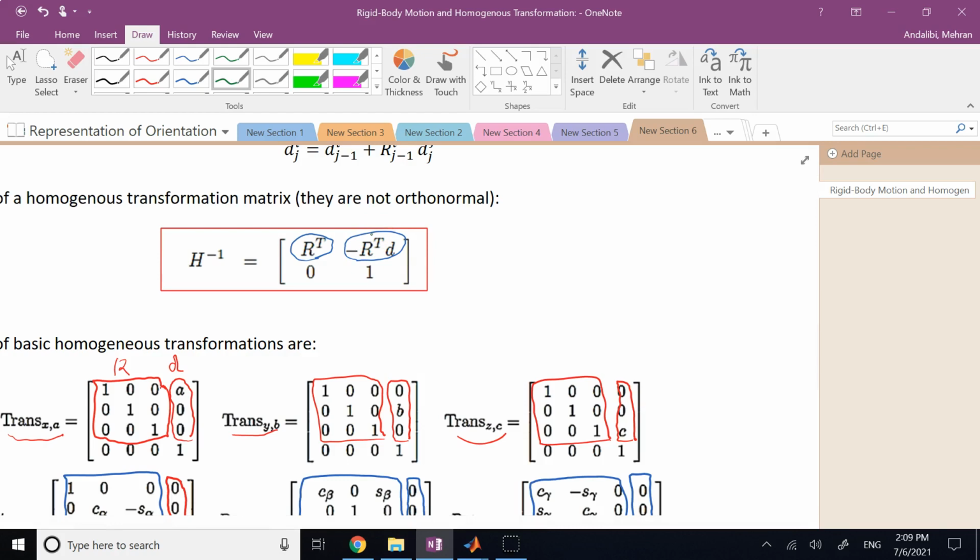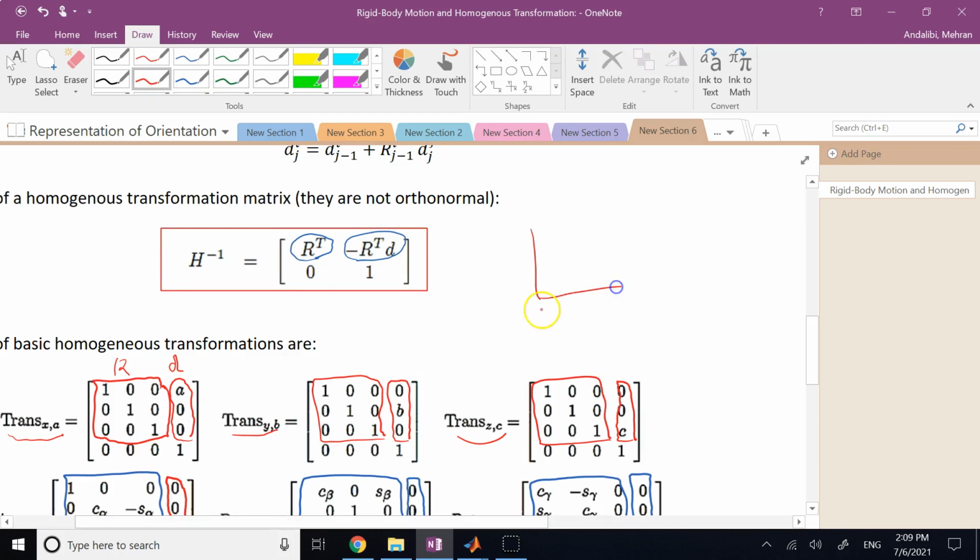Okay? You have to do that. And you might say, well, what's the meaning of this negative R transpose D? So let me tell you the meaning of that fast too. Because this is clear. R transpose means undo the rotation. Go back, go backwards. But what about this?